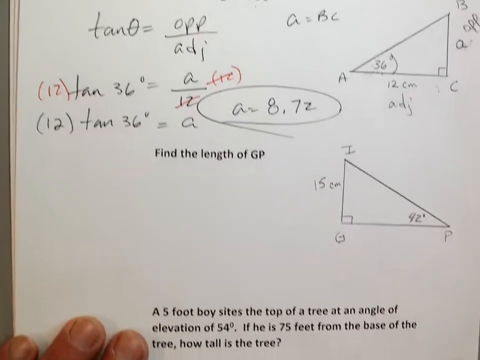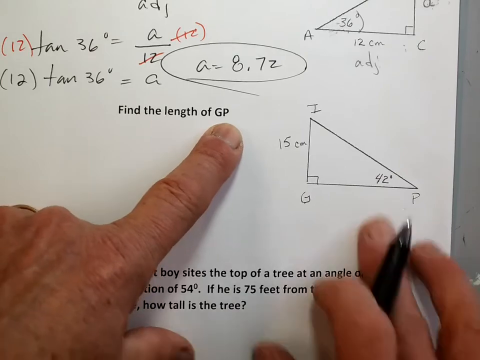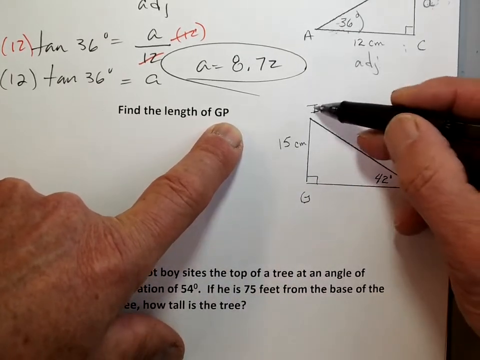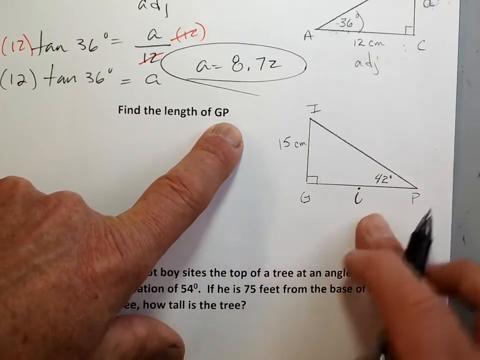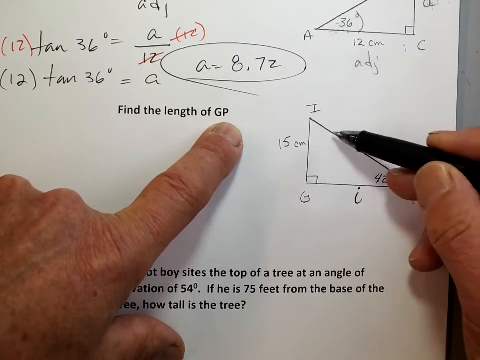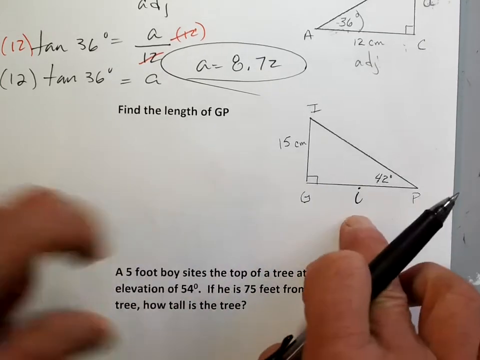Now let me slide it up. Next example, find the length of GP. GP is this side. Again, if this is angle I, I'm going to call the side little I, because the name of the sides are always equal to the name of the opposite angle. So GP is I.